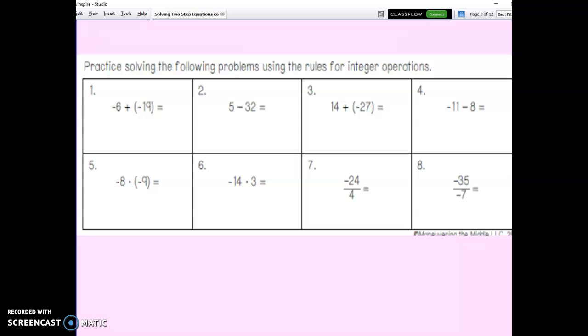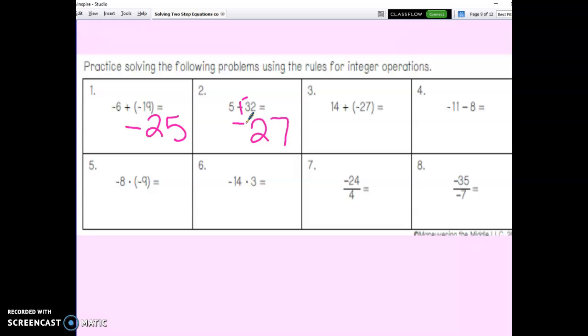So our first one, we've got negative 6 plus negative 19. Okay, we have two negatives, so we know our answer is a negative, and we add the two numbers together, we get negative 25. All right, our next one, we have 5 minus 32. We change it to adding the opposite. We subtract and keep the sign that's higher, so when we subtract, we get 27. Negatives are higher, so our answer is negative 27.